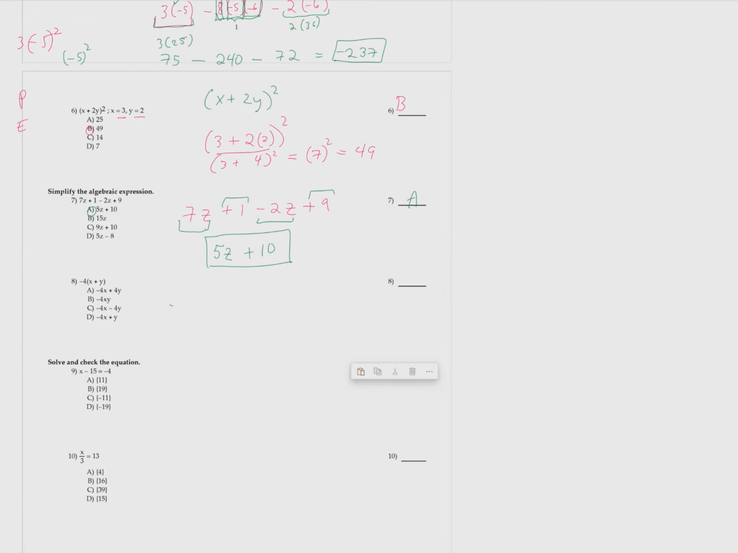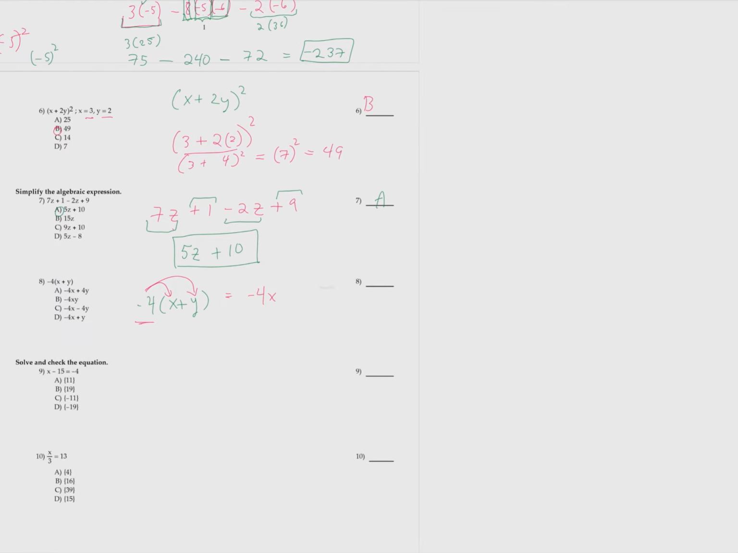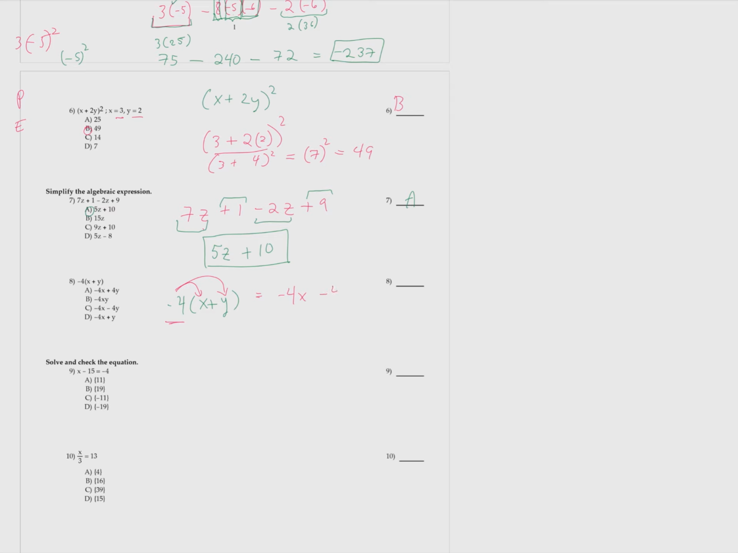Number 8. Okay, so I hope you guys remember how to do this. This is known as the distributive property. Whenever you have a parenthesis and something next to it, it's asking you to multiply whatever is outside to each term inside the parentheses. So negative 4 times x is negative 4x. Negative 4 times y is negative 4y. And you're done. You don't do anything else. So let's see. A is not it because it's plus. B is wrong. C. There you go. C is the answer.